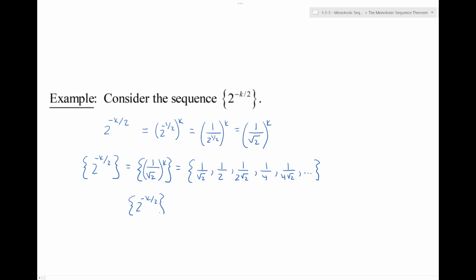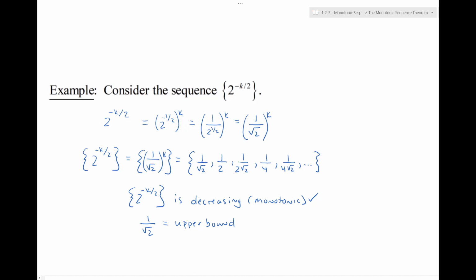So 2 to the negative k over 2 is decreasing, and because it's decreasing, it automatically tells us it's monotonic, so that's nice. And then notice that because it's decreasing, the largest value that the sequence obtains is that very first value. So 1 over root 2 is your upper bound, right? That's the biggest value it gets. And then as k goes to infinity, the denominator just keeps increasing and increasing. So this thing is going to go to 0 in the long run. And that 0 is your lower bound. And so this sequence is bounded above by 1 over root 2, bounded below by 0. So these two things combined say that the sequence is bounded, and hence this sequence is bounded and it's monotonic.